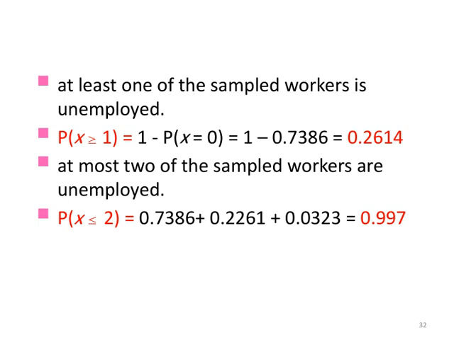By summing the probabilities for 0, 1, and 2 unemployed workers, which are 0.7386, 0.2261, and 0.0323 respectively, we get a total probability of about 0.997. This high probability indicates that it's very unlikely to have more than 2 unemployed workers in the sample. Overall, this slide highlights how we can use probability to understand and quantify unemployment patterns within a sample, which connects to our broader theme of analyzing workforce data and making informed inferences based on sample results.